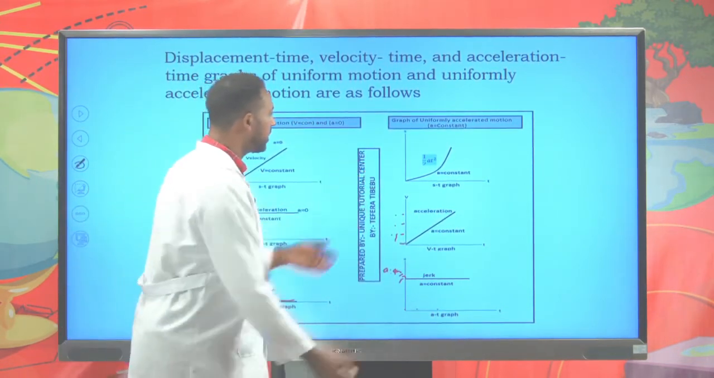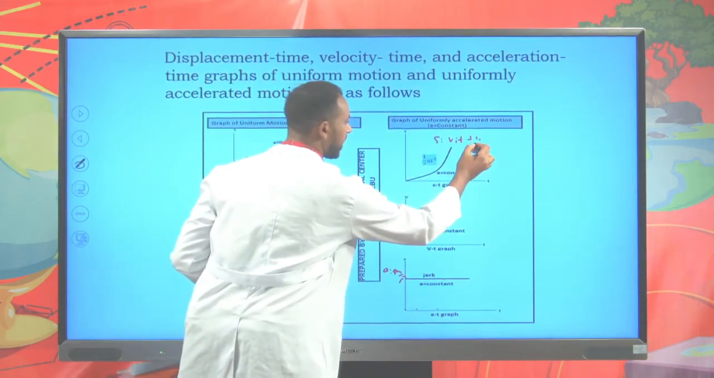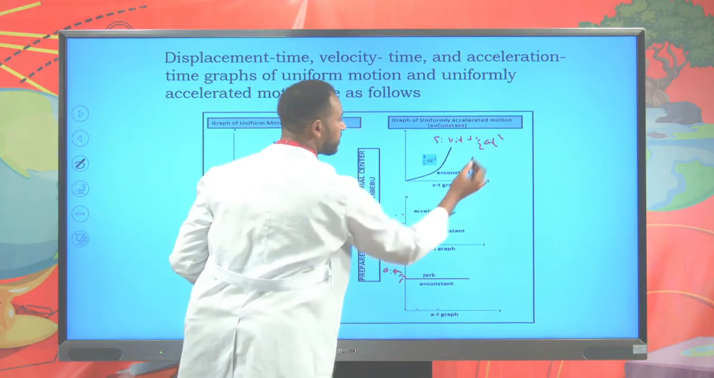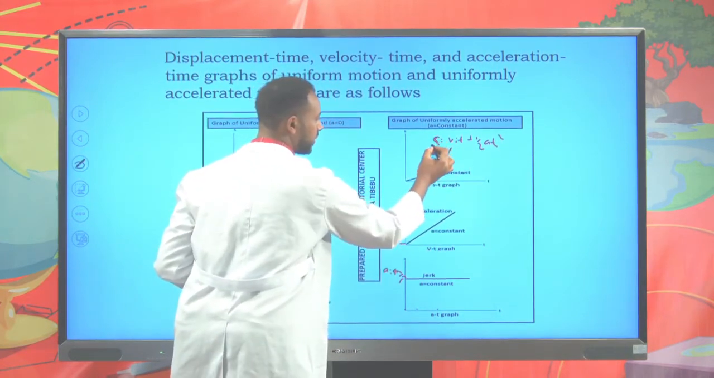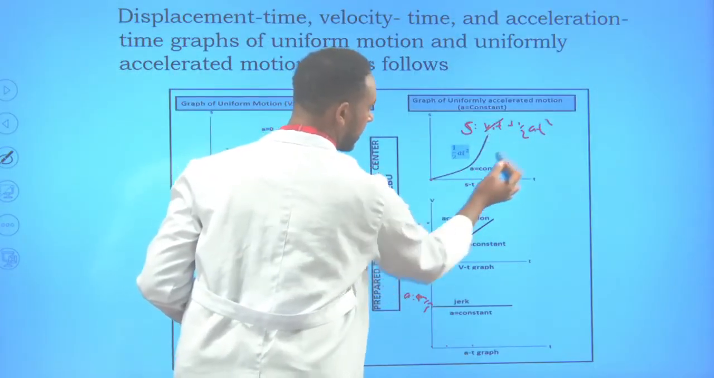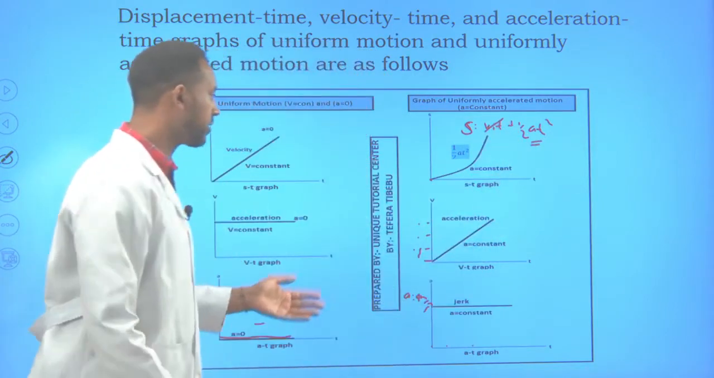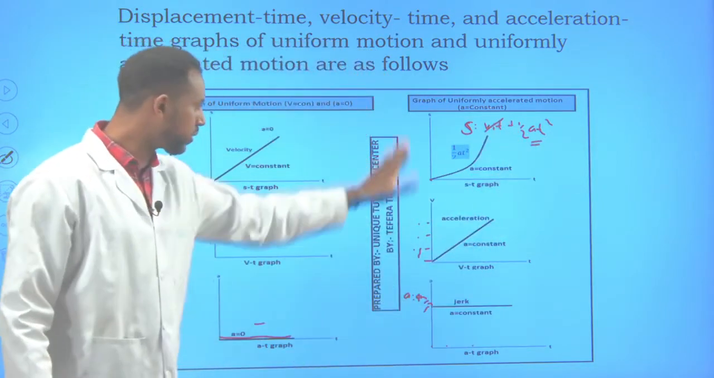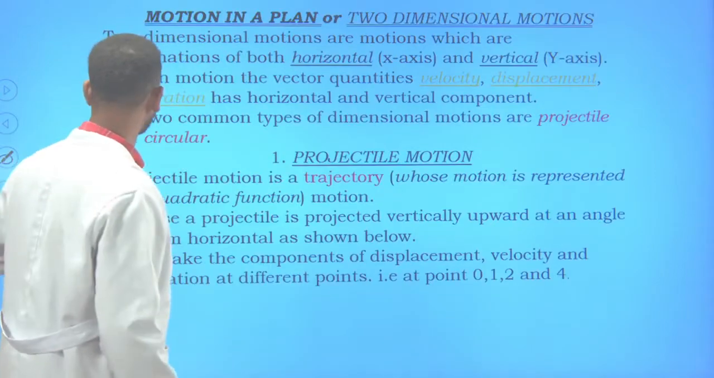The same is true here. We have displacement s equals initial velocity times t plus half a t squared. We have a parabolic relation for the displacement s. If the initial velocity is 0, you can put 0 here, leaving 1 over 2 a t squared. It shows you a parabolic relation. So this is true for a uniform motion, and this is true for a uniformly accelerating motion.